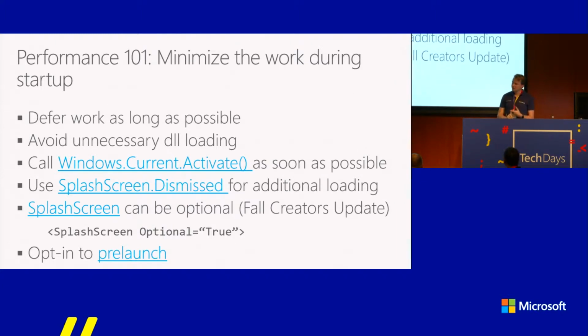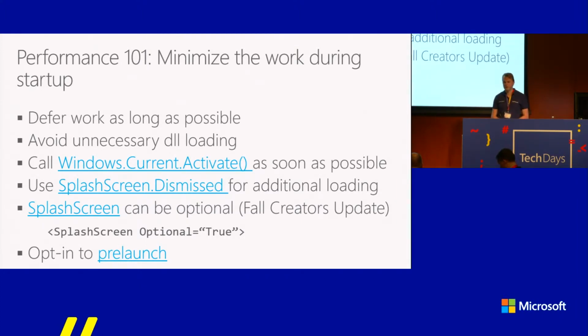And if you really start fast, then with the Fall Creators Update, we now allow you to opt out of the splash screen. You can specify the optional parameter on your splash screen element in your app manifest, and basically opt in. So what will happen is the system will start your app, and if you are visible in time, it will completely skip the splash screen.